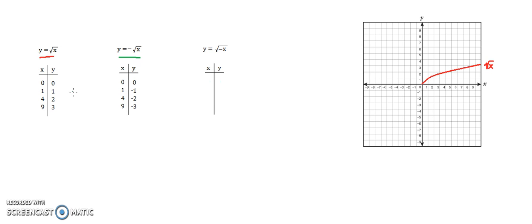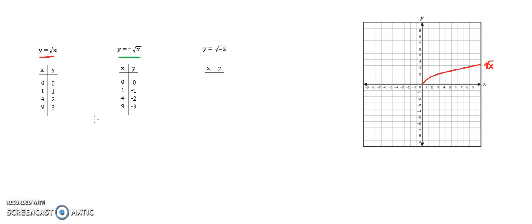Okay, so looking at our original table compared to this one, we kept the x values the same. What happened to the y values? Well, going from here to here, we can see that our y values all changed sign, which makes sense given that we put a negative out front. Okay, so let's think about this.